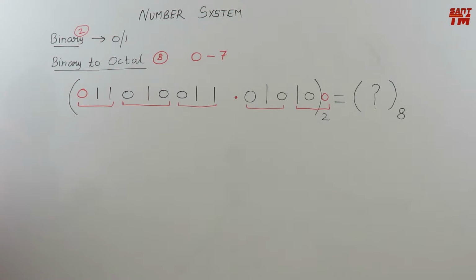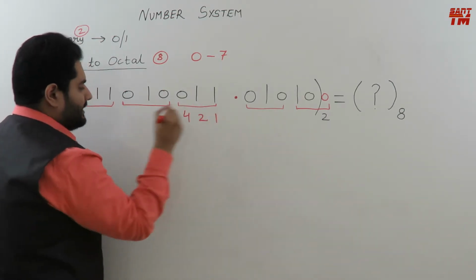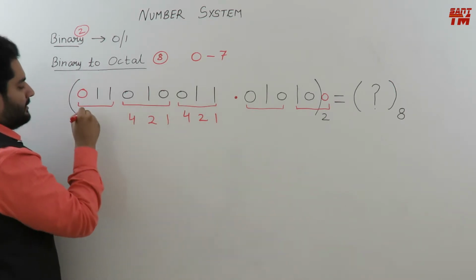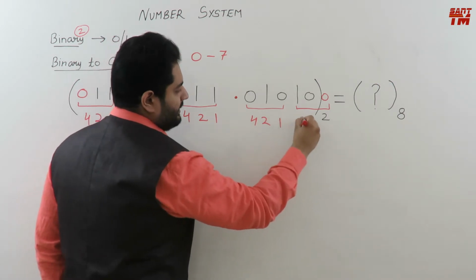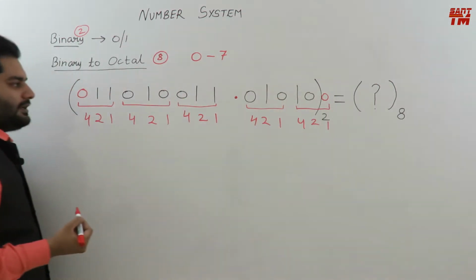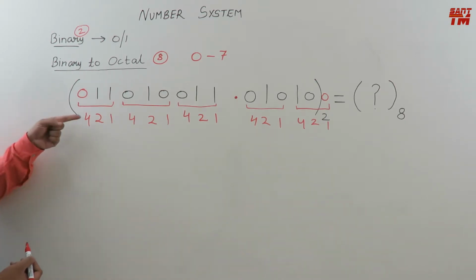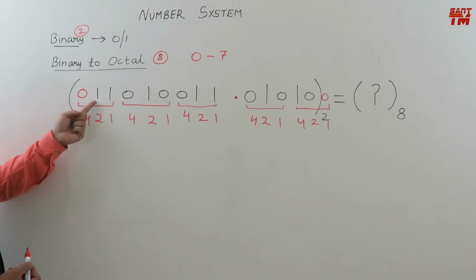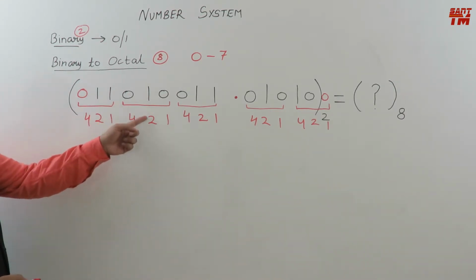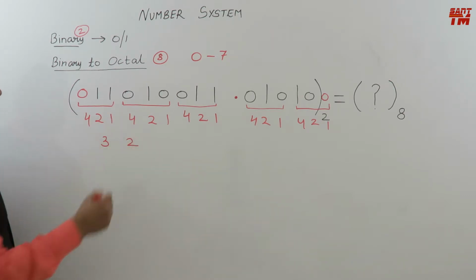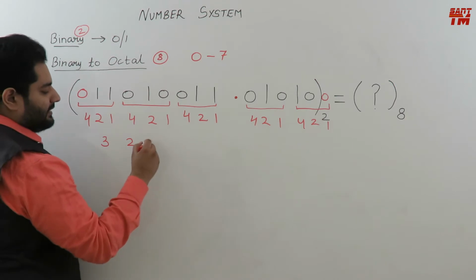So now what we have to do, below each triplet write 4 2 1, 4 2 1, 4 2 1, 4 2 1, here also 4 2 1, and here also 4 2 1. Now what you have to do, you have to add those digits that have 1 in them. Suppose 2 has 1 and 1 has 1, so 2 plus 1 is 3. Here only 2 is having 1, so 2. Here 4 2 1, 2 has 1 and 1 has 1, so it will give us 2 plus 1, 3.